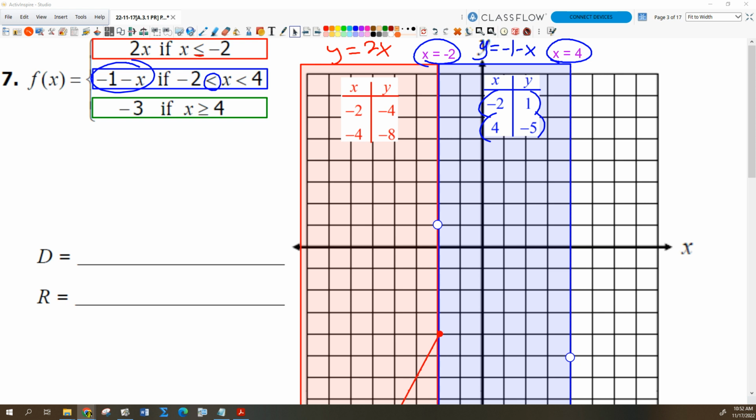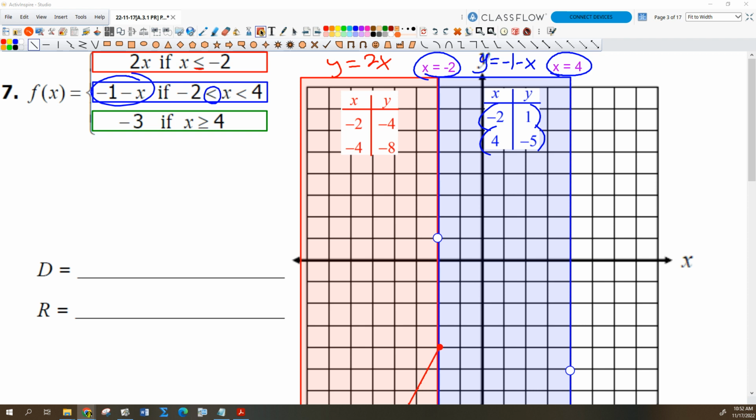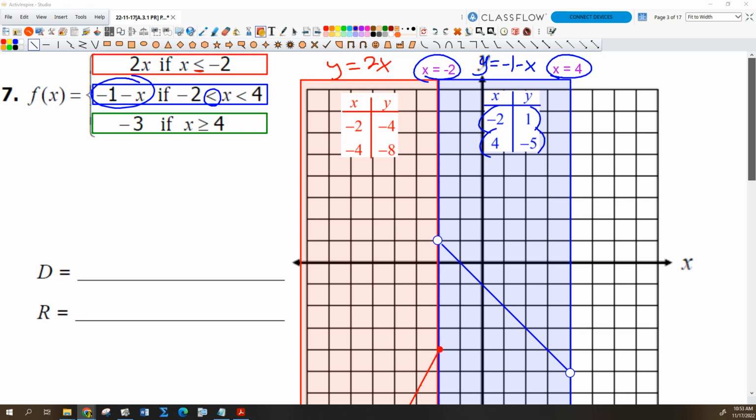Those are the endpoints. Then all I have to do now is just connect those with a line segment, right? Because this is a line. So lines are defined by 2 points. So I'm just going to do that. Okay. Give me thumbs. How we doing? Okay. All right. So there's the blue part.